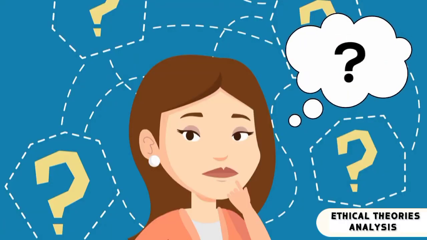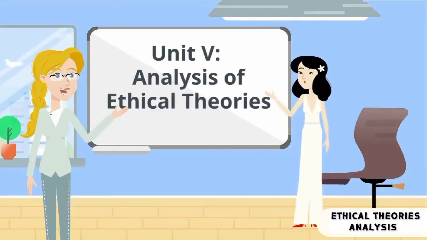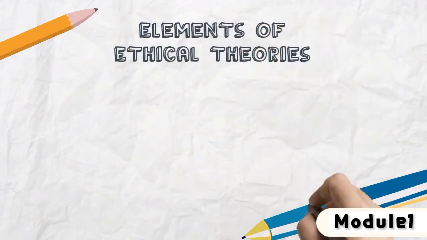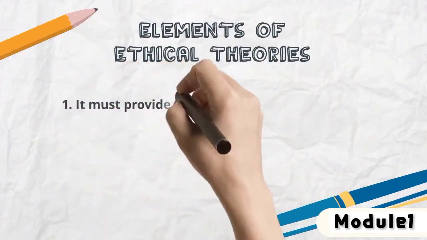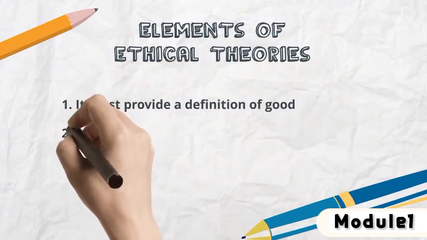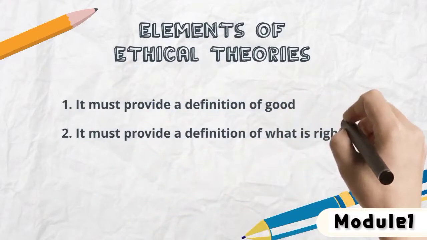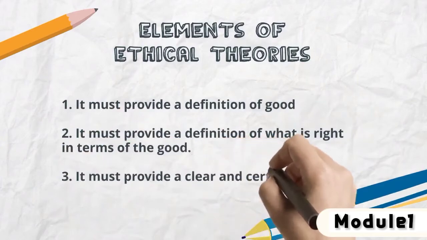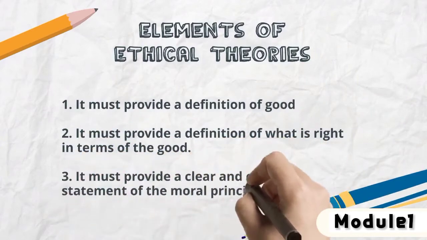But don't worry. We're here to discuss Unit 5 Analysis of Ethical Theories, Modules 1 to 3, that could help you face moral dilemmas of life. Let's start with the bare minimum requirements of an ethical theory. With these elements, it must provide a definition of good, of what is right in terms of the good, and a clear and certain statement of the moral principle.